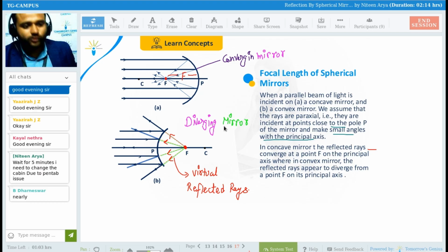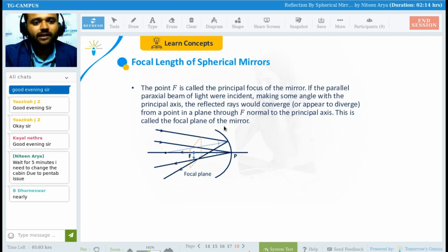Clear? So, the image formed by these virtual reflected rays is known as a virtual image, and the image formed by these real reflected rays is known as a real image. Nothing more than that. Clear? I hope and I believe this is clear. That is very easy. Then focal length of a spherical mirror, I already explained to you what it is.